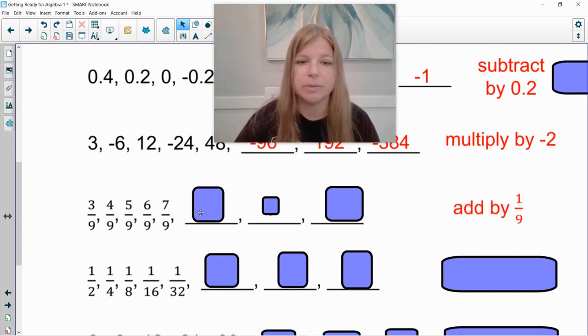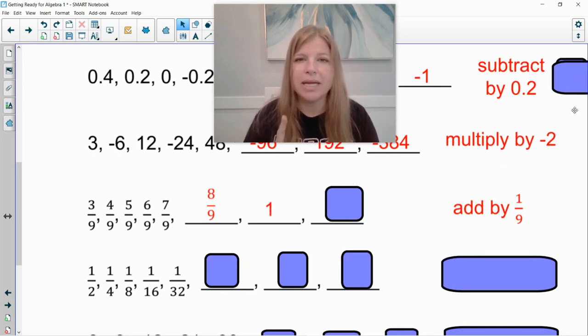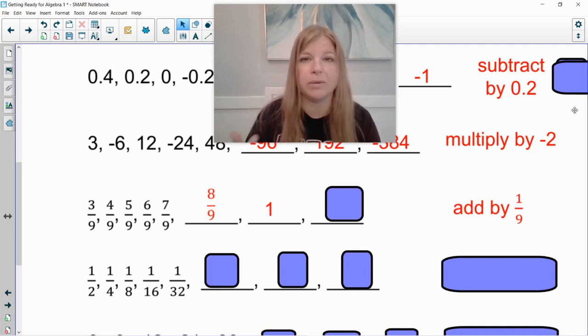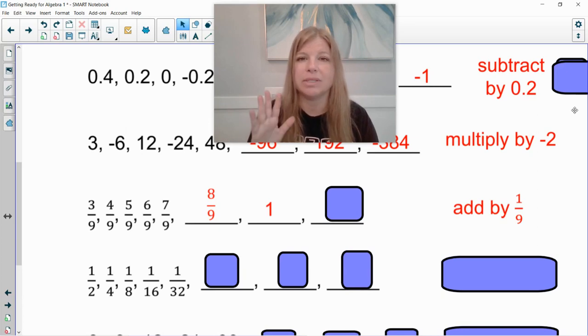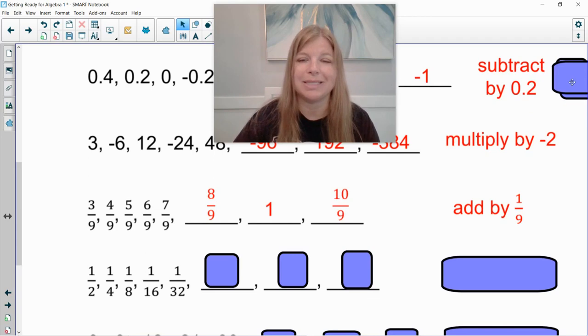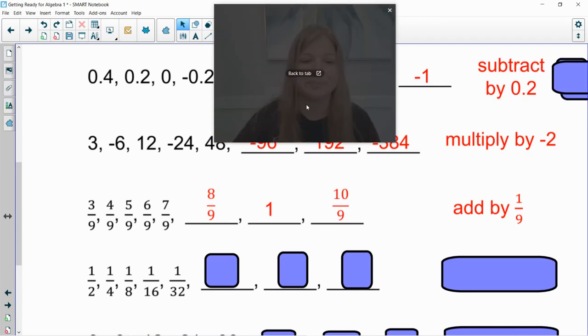So 7 ninths plus 1/9 would be 8 ninths. 8 ninths plus 1/9 would be 9 ninths. But what's a better way to say 9 ninths? Simply 1. Then if that was 9 ninths and I add another 1/9, you could technically say 1 and 1/9, but we talked about going into Algebra 1, we really want to stay with simplified and proper fractions. And so the best way to write it is 10 ninths. 9 ninths plus 1/9 is 10 ninths.